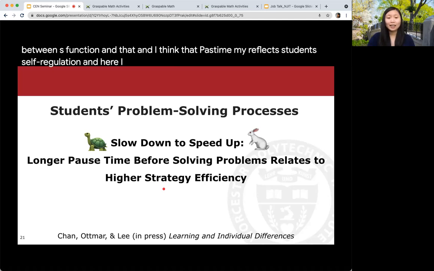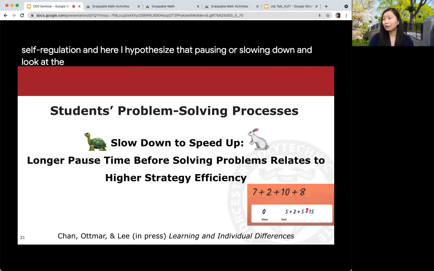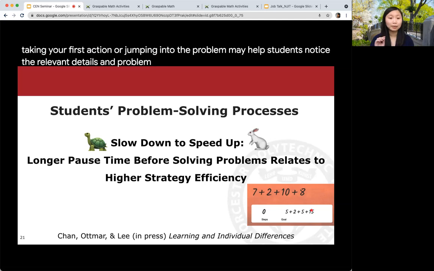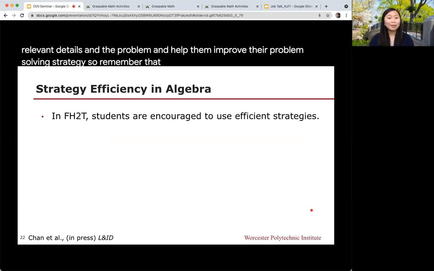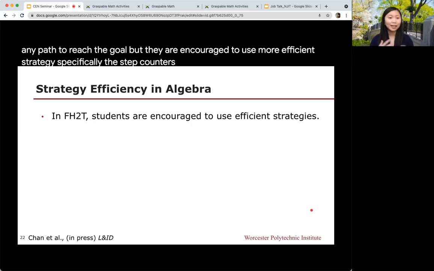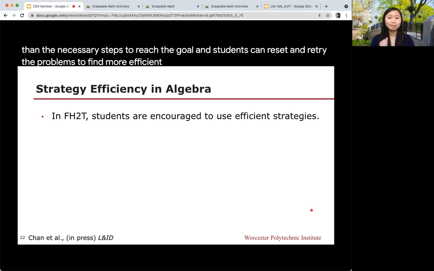And here I hypothesize that pausing or slowing down and looking at the problem between the starting state and the goal state before taking your first action or jumping into the problem may help students notice the relevant details in the problem and help them improve their problem-solving strategy. So remember that in From Here to There, students can take any path to reach the goal, but they are encouraged to use a more efficient strategy. Specifically, the step counters turn red when they're taking more than the necessary steps to reach the goal. And students can reset and retry the problems to find a more efficient strategy.